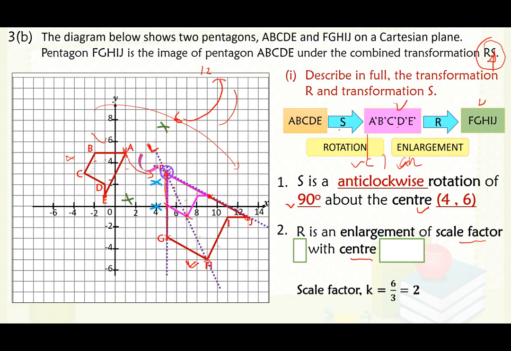I want to calculate the scale factor. I choose this length. This is the length of the image: 1, 2, 3, 4, 5, 6. My object is 1, 2, 3. So 6 divided by 3 is equal to 2. Or I choose this corresponding length: this is the object, this is the image. Image is 2, object is 1, still 2. So I know the scale factor, and I know the center.